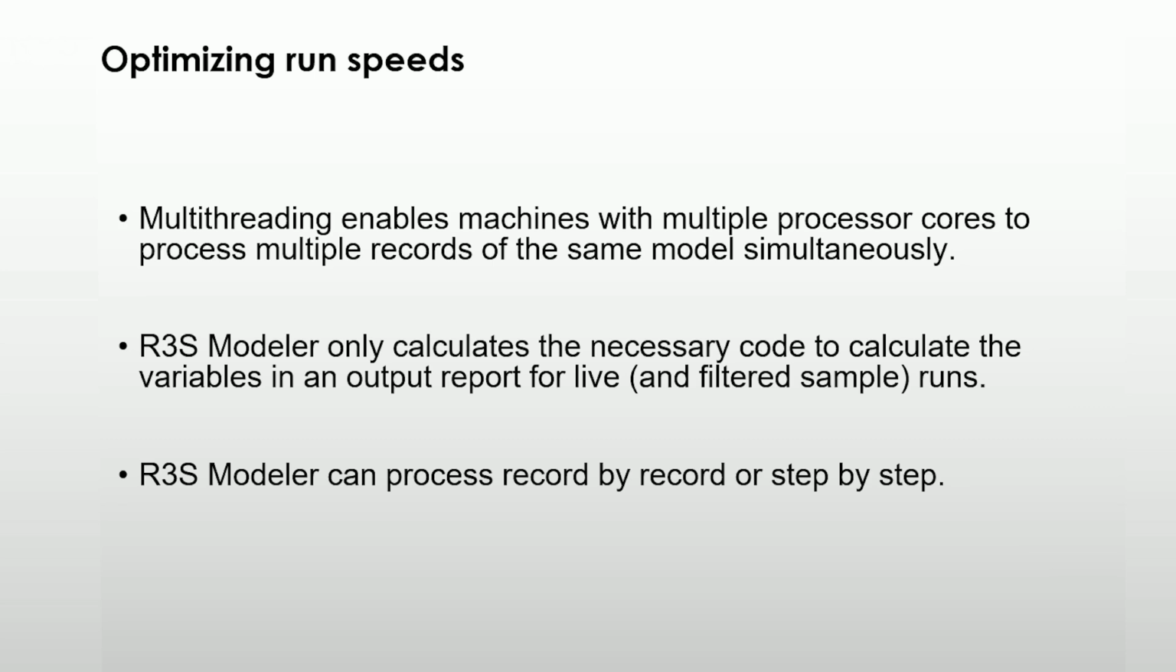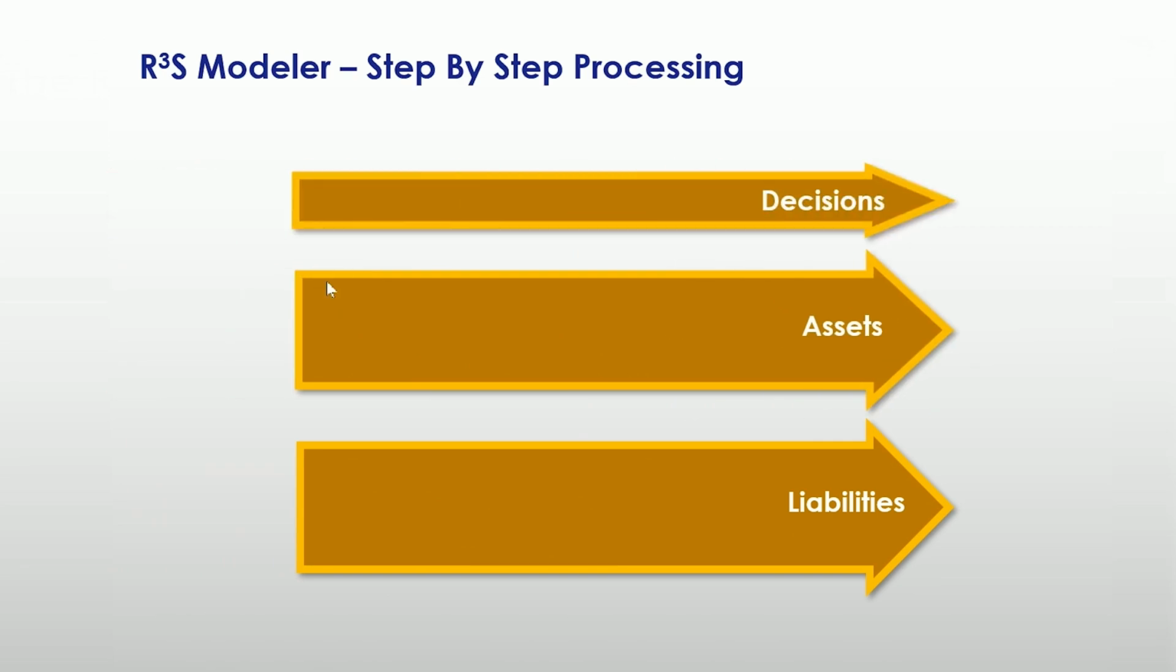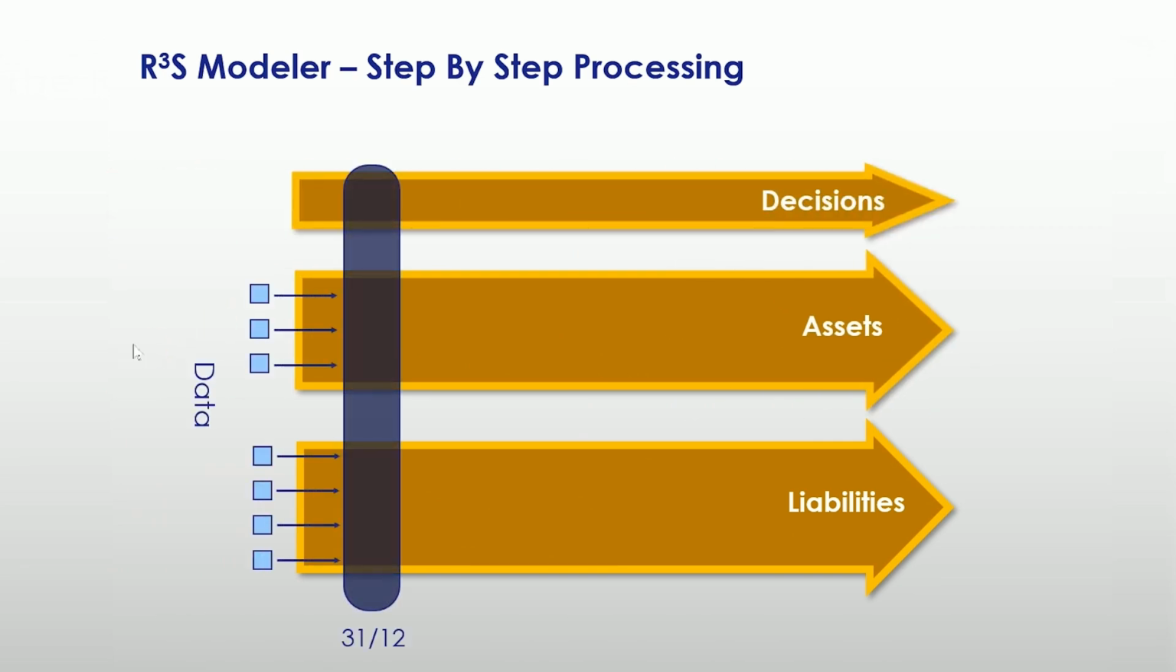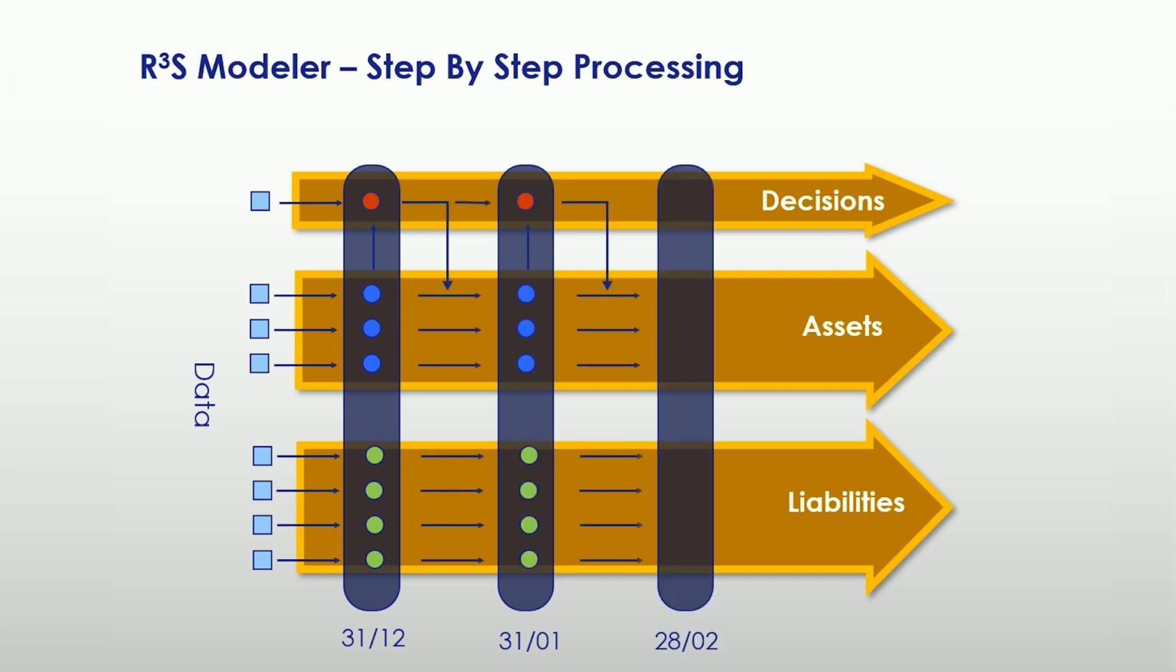3. Modeler can process record by record or step by step. If the model needs to carry out dynamic decisions depending on the results calculated at each step, like in an ALM calculation process, then Modeler will automatically process calculations step by step. Depending on the model and the number of records to be processed, one method of processing will be faster than the other.